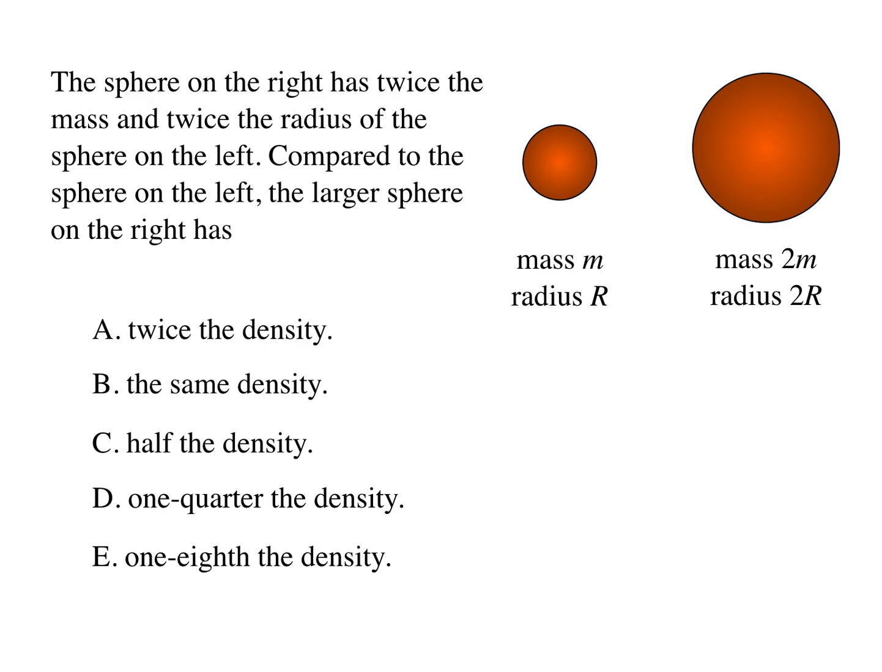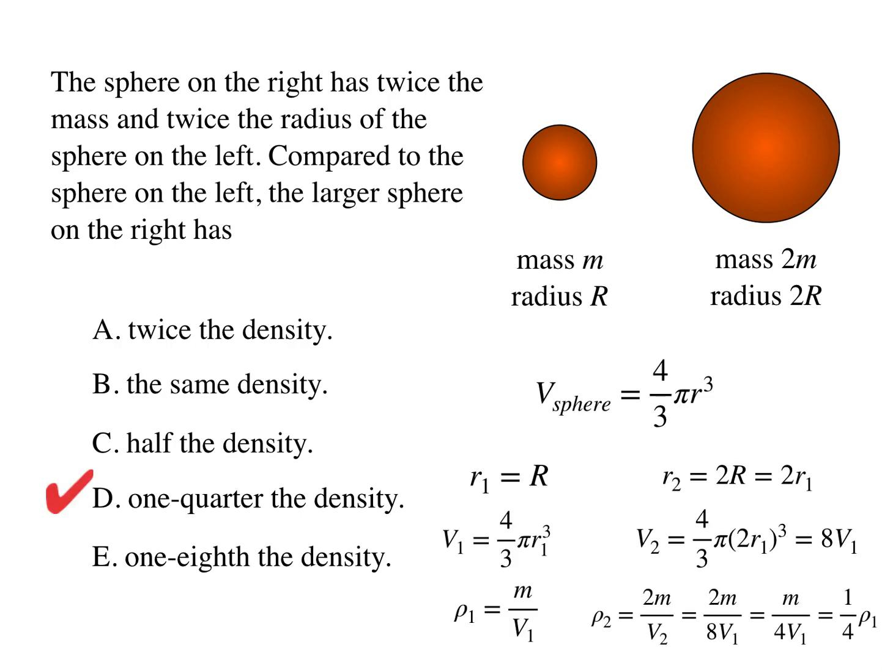Okay, so it turns out the right answer here is D, 1/4 the density. And this is, I think, a problem that I commonly see students get wrong, especially if they just think about it relatively quickly. Because you're doubling the mass, doubling the radius, it seems like you should be keeping the density the same. But we have to remember that volume depends on radius cubed, right? So that's where this problem gets a little bit more tricky.